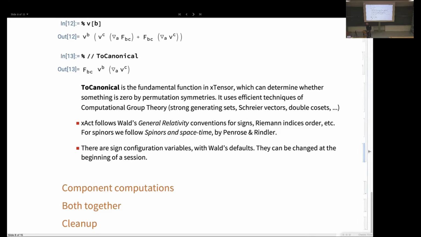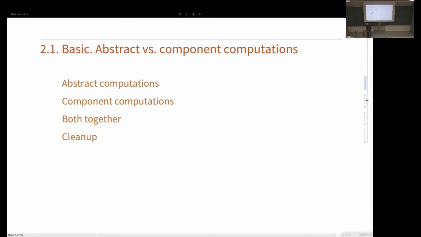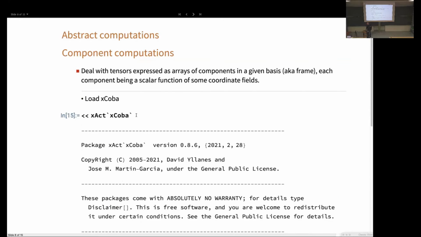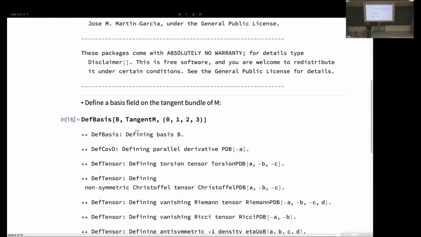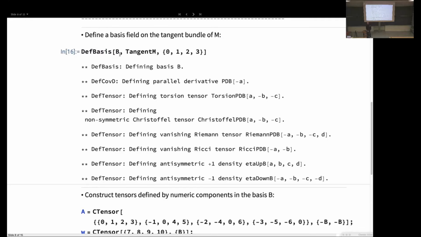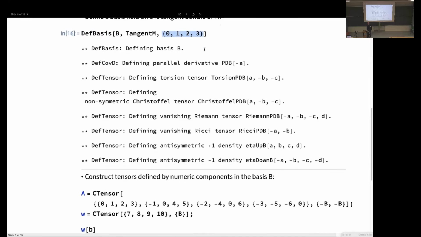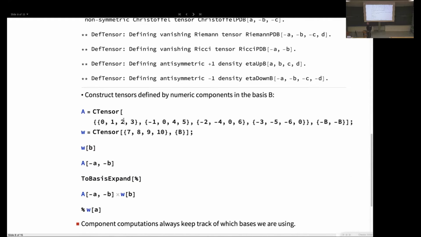Okay, so what do I mean by component computations? We now load the xCoba package, and we have to define a frame. It's going to be called B, capital B, on the tangent of the manifold M, and it's going to have 4 vectors numbered from 0 to 3. Now, for example, we can construct with a C tensor, a component tensor. We just give the array of components. This means a matrix. You can nest more and more lists, and then you can have deeper objects, or objects with more indices. And these are the bases, again, covariant or contravariant.